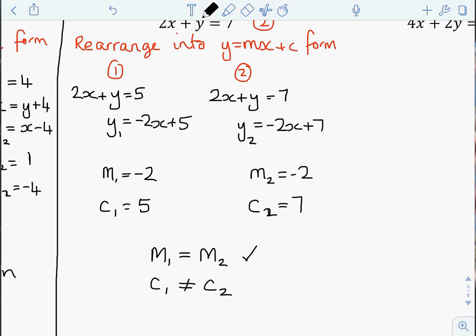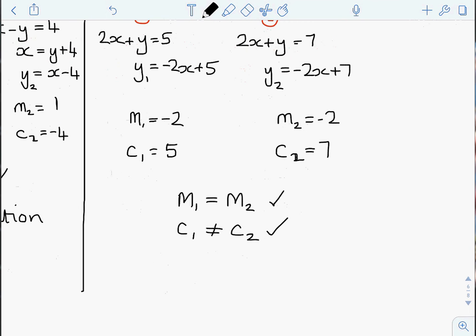Our next property of C1 not equaling C2, well, C1 is 5, C2 is 7, those are not equal, which means that that property holds. Therefore, no solutions. No solutions to these simultaneous equations.